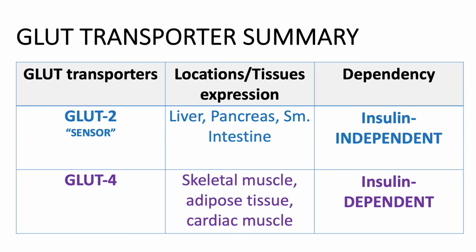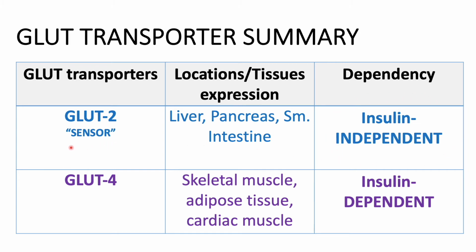All right, so here we have just a summary of the GLUT transporters. Just to emphasize again, the GLUT2 transporters are primarily within the liver cell, the beta cells of the pancreas, and the small intestine. Again, these are insulin independent. They do not rely on insulin for their mode of action.